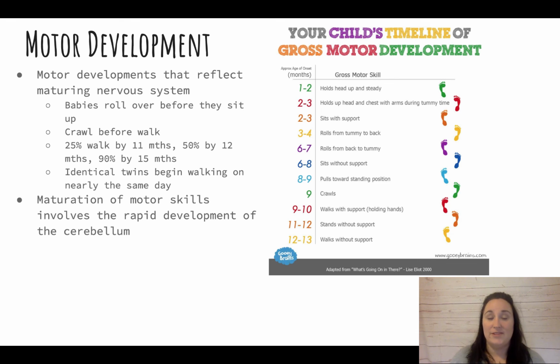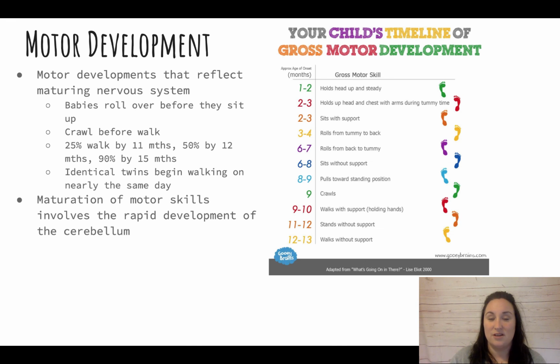Our motor development, so our cerebellum is going through rapid development in that first year of life especially. And so the general marker, the approximate age at which babies tend to walk, is about 12 months, 90% by 15 months. So that's our range. Identical twins tend to walk either on the same day or almost the same day. So again, that shows you the nature piece of our development.